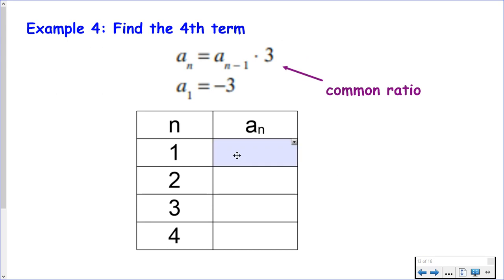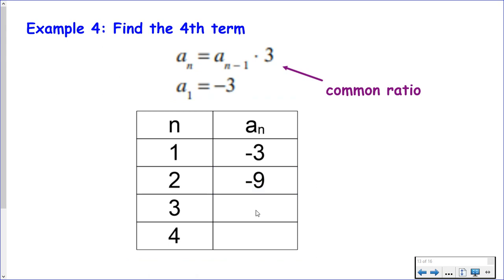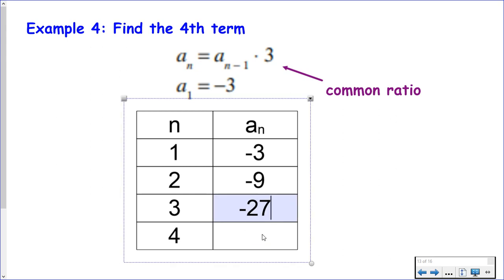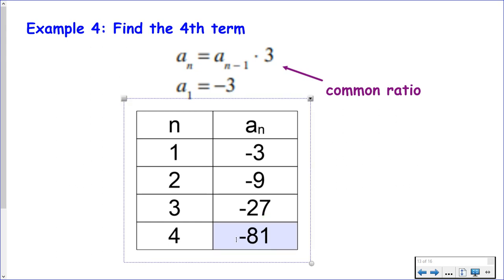And so now, if I know the first term is -3, I will multiply the next term by 3. -3 times 3 is -9. And that next term, -9 times 3, is -27. And then -27 times 3 is -81. Okay, so that is how I find the fourth term with this type of formula.